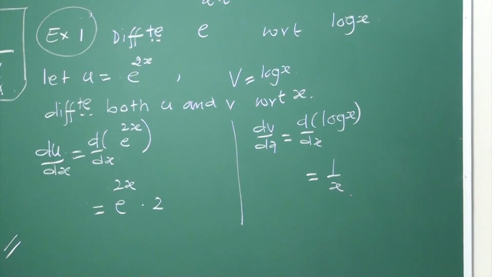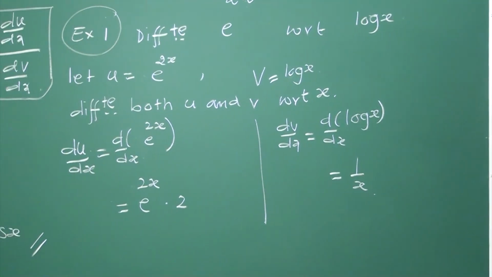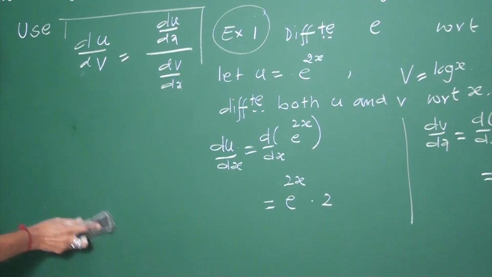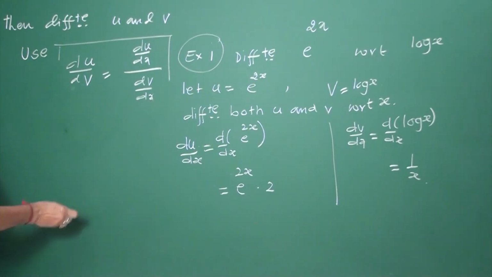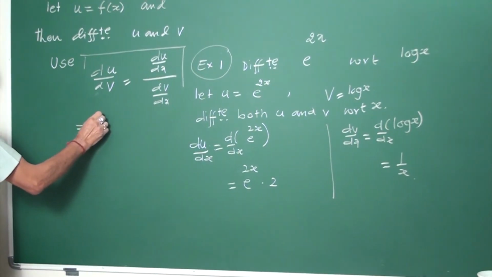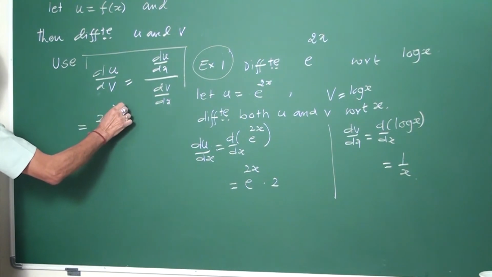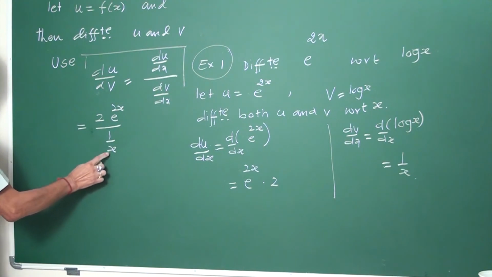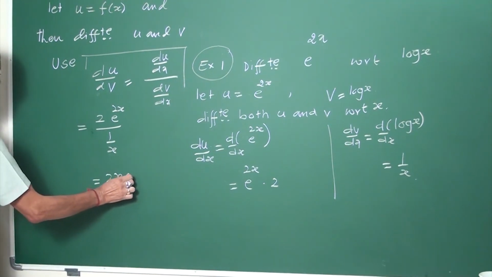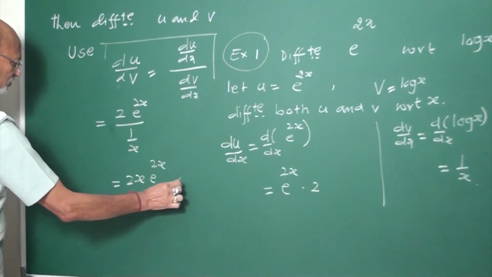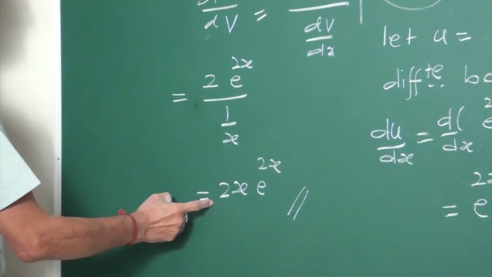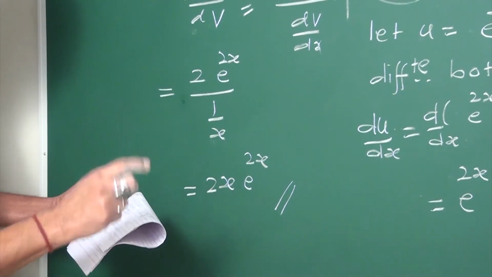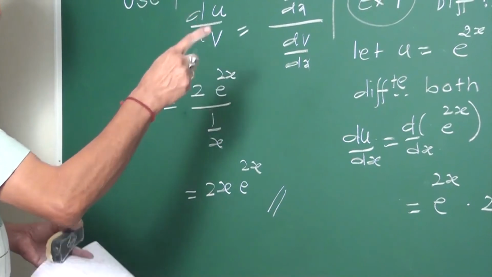Yes, du by dx, dv by dx. Use this formula now. Put the value of du by dx, 2 into e to the power 2x. And dv by dx is 1 by x. It will jump to the numerator. 2x e to the power 2x is the answer. Simple examples, my friends. If you want one more, yes, you copy it.